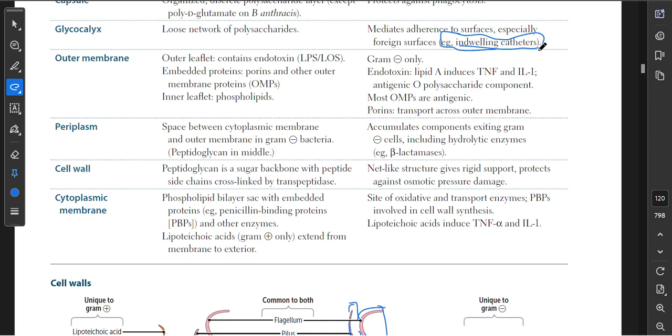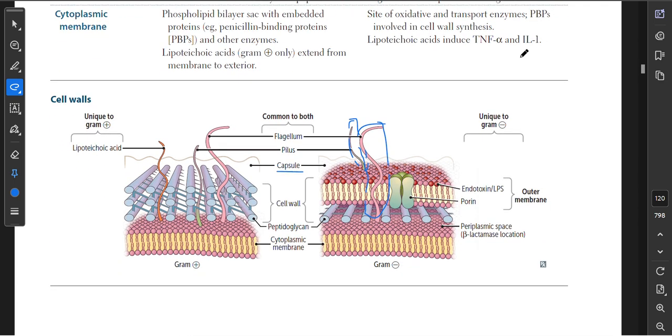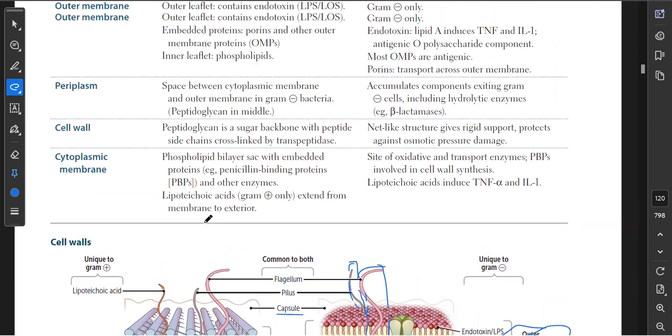तो इसके अलावा we have the outer membrane. It's present in gram-negative bacteria only. You can see right over here, this is the outer membrane, and it is composed of endotoxins and porins, whereas the outer membrane is absent in gram-positive bacteria.